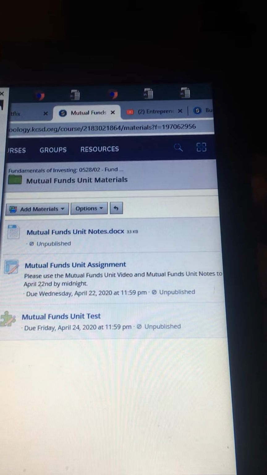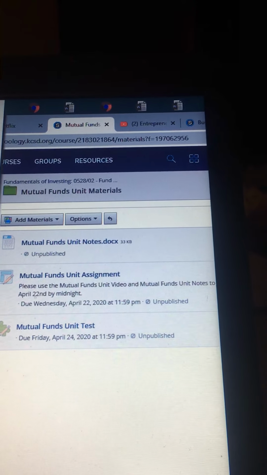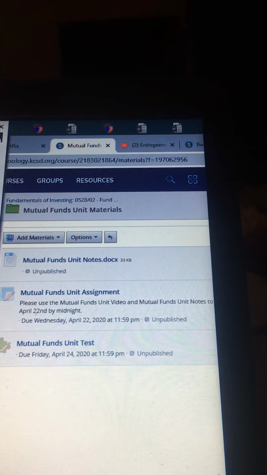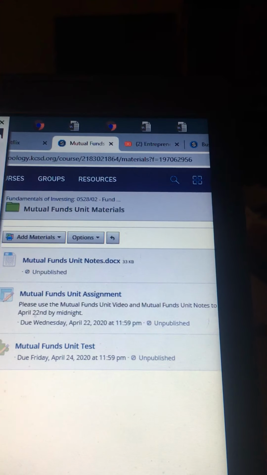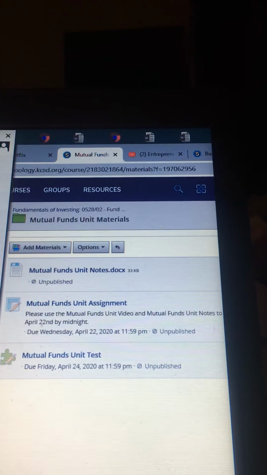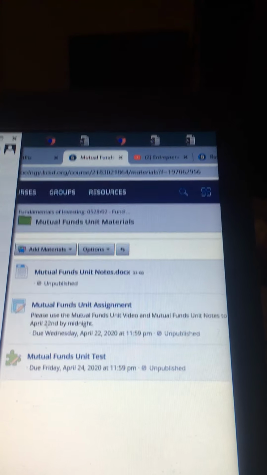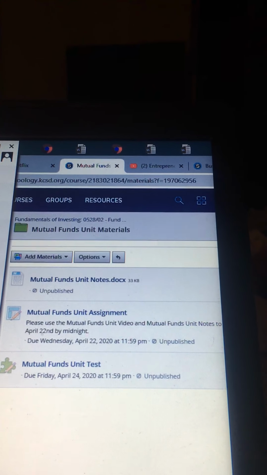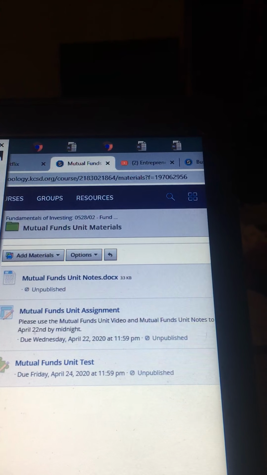Inside the mutual funds unit materials, you'll get the notes, the assignment, the test, which is open notes, and also the video, which will be the one that's up top. So you'll have the video, the notes, the assignment, and the test. The assignment's due on Wednesday by midnight, and the test is due by Friday by midnight.